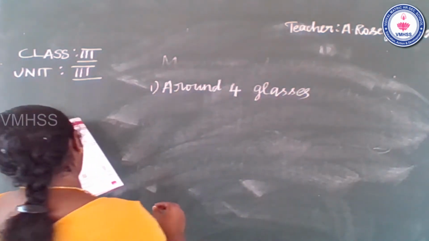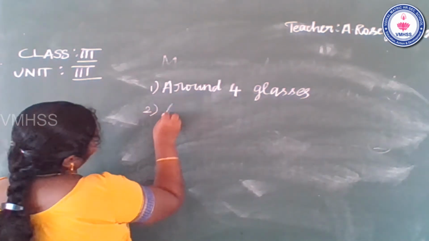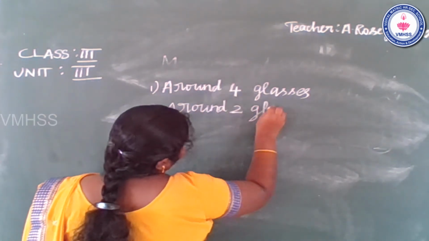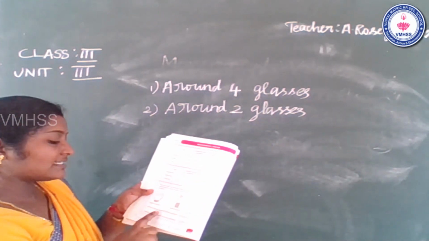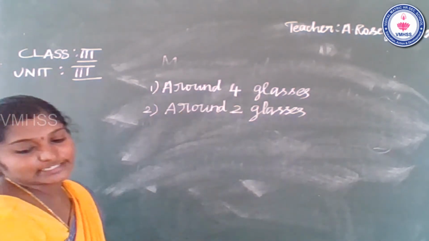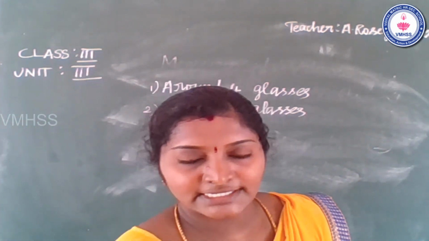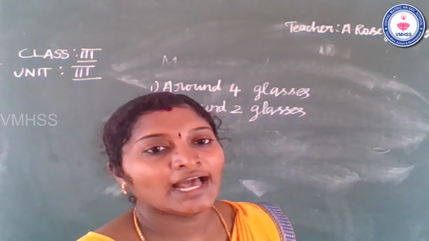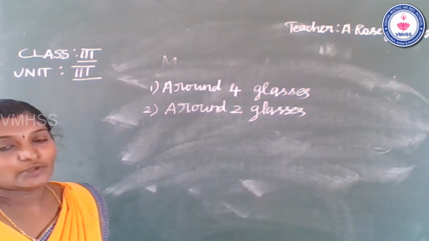Second one, number of glasses used to fill Saumi's container, around 2 glasses. The number of glasses used to fill Raju's container is around 4 glasses. That is Raju's container. The second one is Saumi's container. The first one is around 4 glasses, the second one is around 2 glasses. Do you understand?